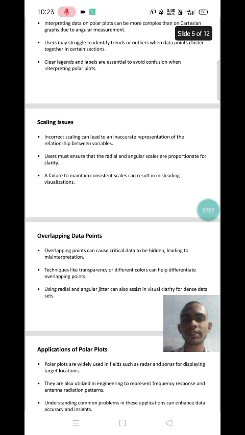The next one is scaling issues. Incorrect scaling can lead to an inaccurate representation of the relationship between variables. Users must ensure that the radial and angular scales are proportionate for clarity. A failure to maintain consistent scales can result in misleading visualizations.